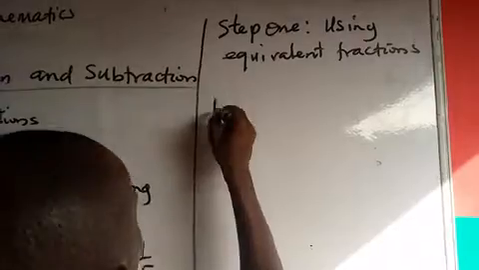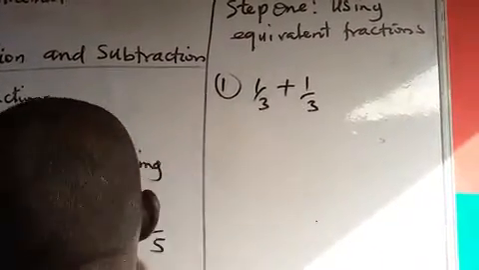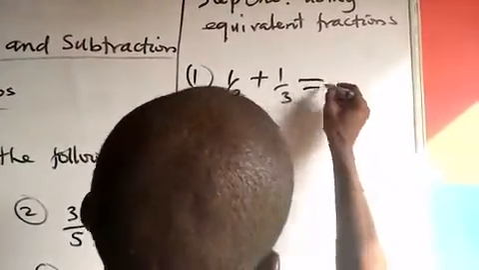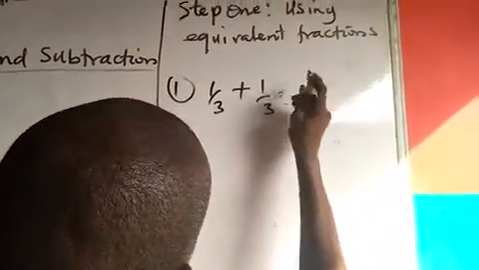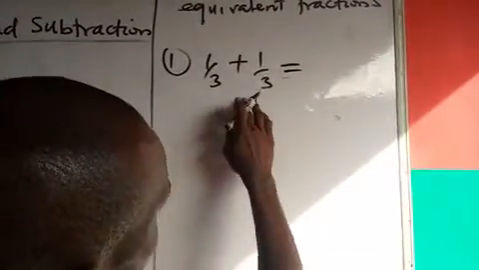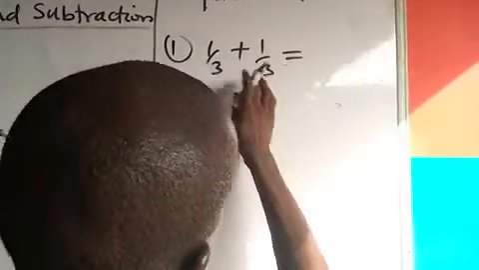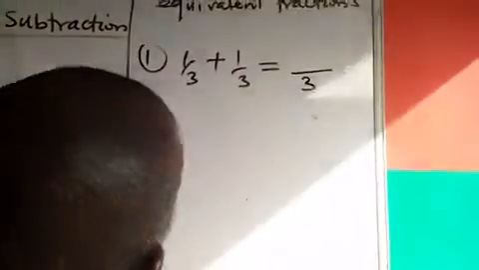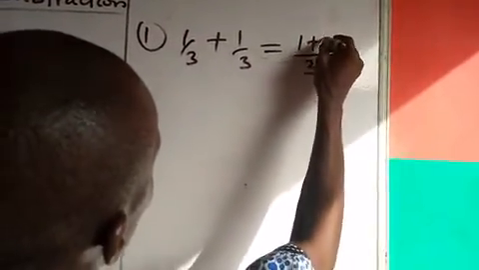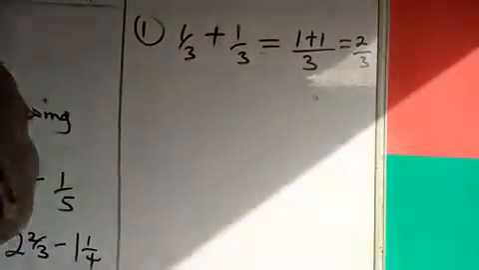Now, looking at number 1, we have 1/3 plus 1/3. How can we do this using equivalent fractions? Since the fractions already have a common denominator, meaning a like denominator, don't bother yourself too much. Just keep the denominator, and add the numerators, that is 1 plus 1. And what do you have? You have 2/3. Therefore, this one is already solved.